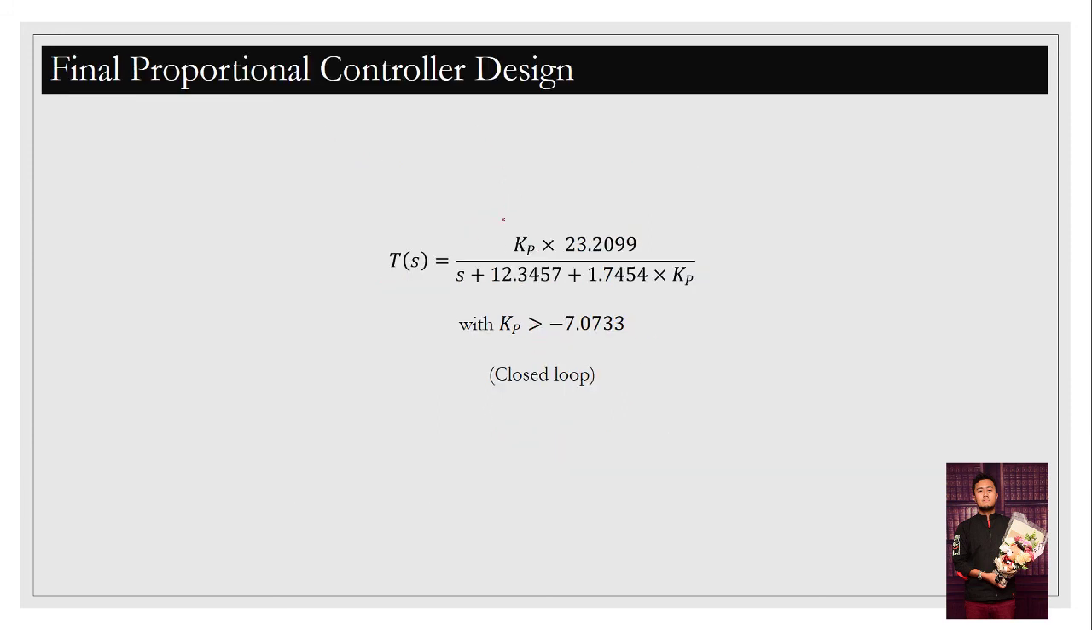So this is our final proportional control design, where Ts equals this formula, where Kp is here. So Kp must be greater than minus 7.0733 to achieve a stable system.